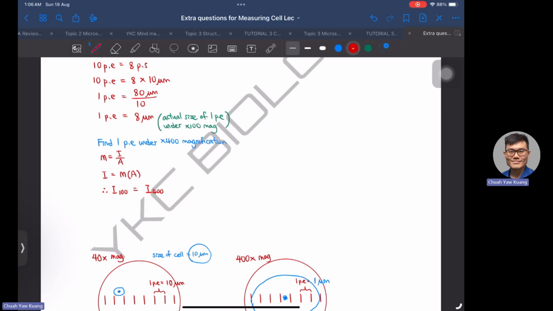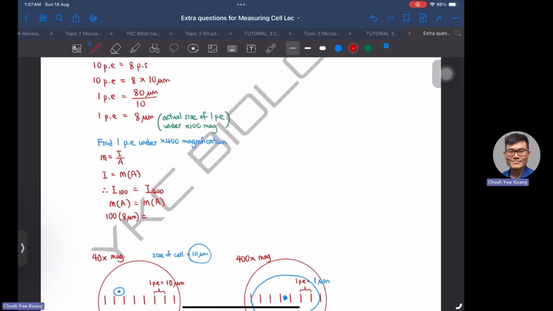So we can just replace it in. So that's why magnification times the actual equals magnification times the actual. The magnification here would be 100 times. And when the magnification is 100 times, the actual size of one pitch of the IP2 is 8 micrometer. So that's why we will times 8 micrometer.